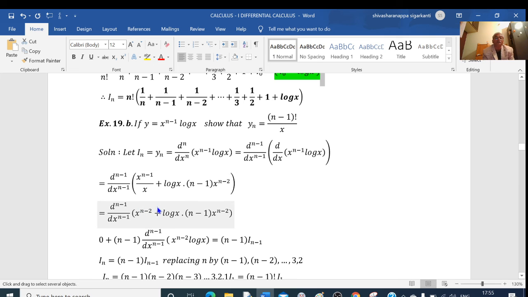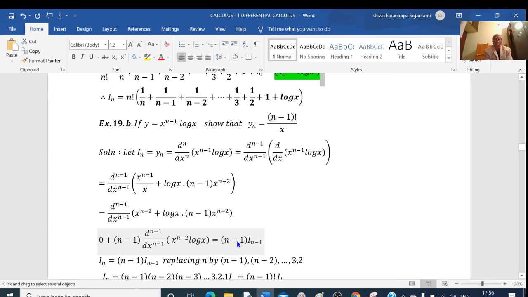This becomes (n-2) factorial. Okay, (n-2) factorial. Then that means it is a constant quantity. Again, if I differentiate, that will become 0. That is, here the (n-1)th derivative and all higher order derivatives are zeros. So the (n-1)th derivative of this is equal to 0 plus (n-1) into d^(n-1)/dx^(n-1) of x^(n-2) log x.